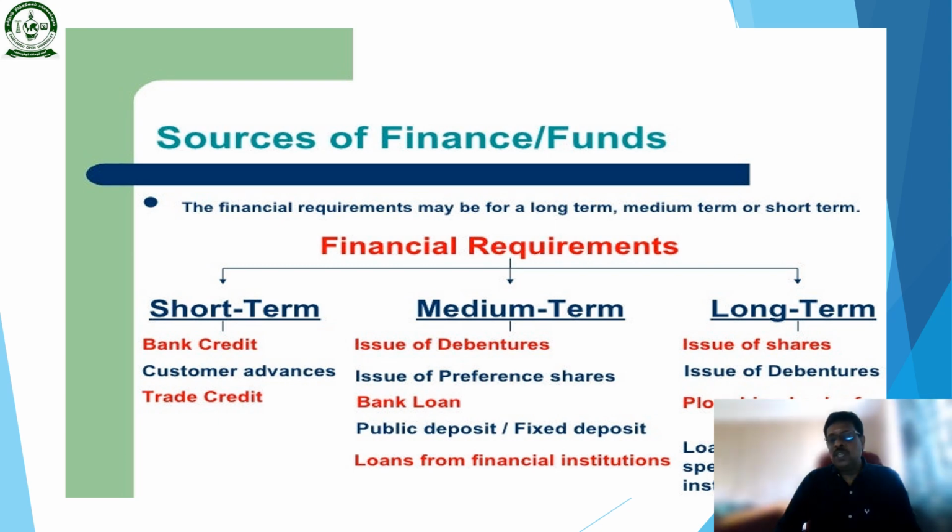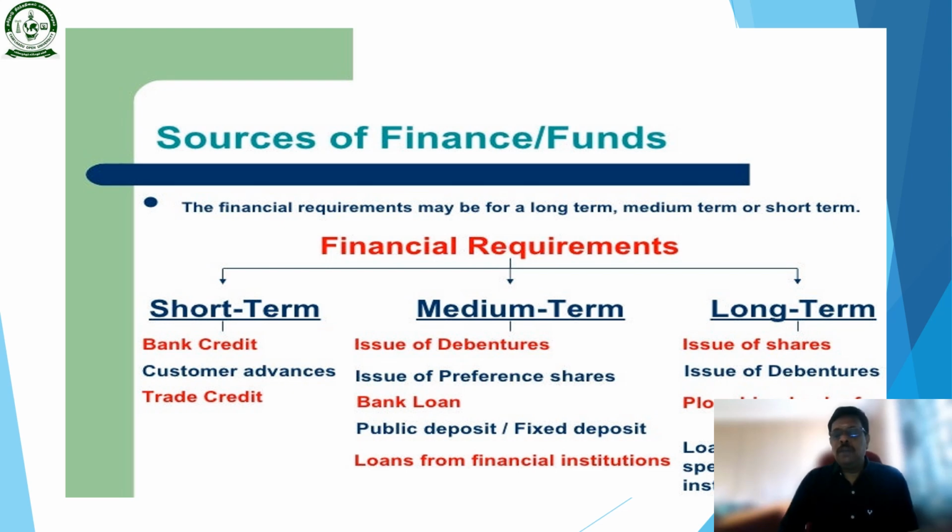The third one is long-term funds: issue of shares, issue of debentures, ploughing back of profit, loans from other institutions. The issue of shares indicates the equity shares. Once we issue the shares, the company can raise the funds permanently, and they can be utilized for business development. Those who hold the equity shares are the shareholders. He will be a member of the company.